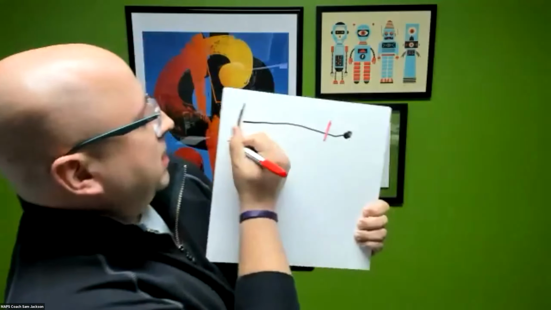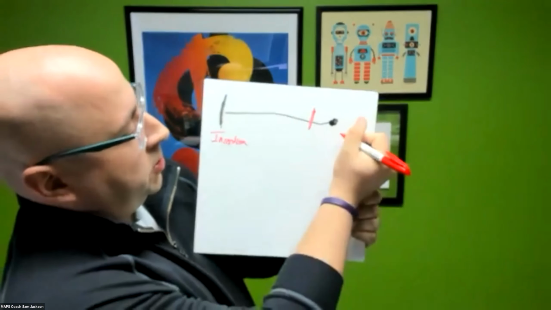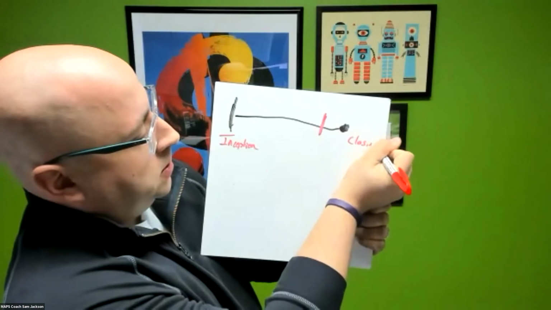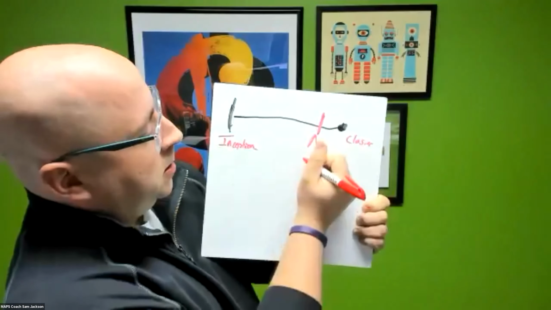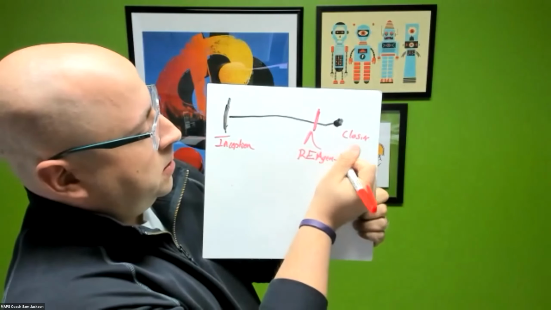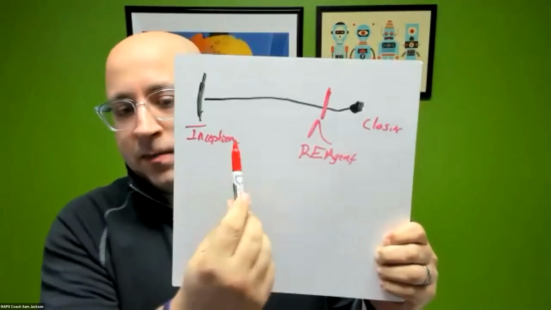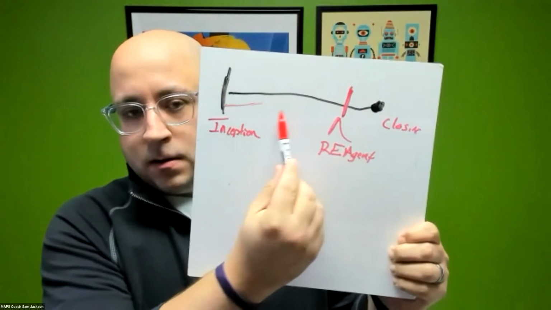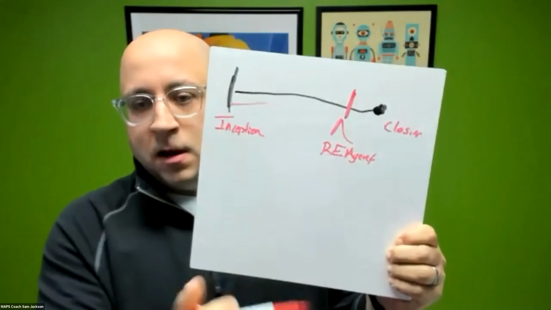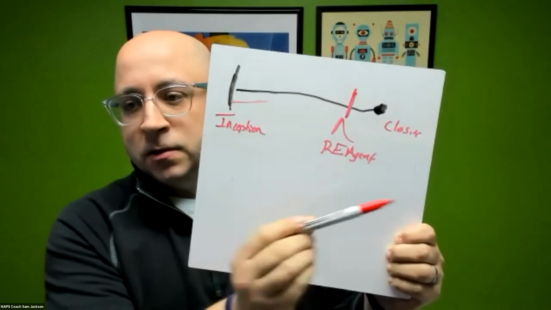So we have inception, closing, and this right here represents when they start working with a real estate agent. We have a really, really big gap right here, and then a really small one right here, from the time they start working with a real estate agent to the time they get to the closing table.